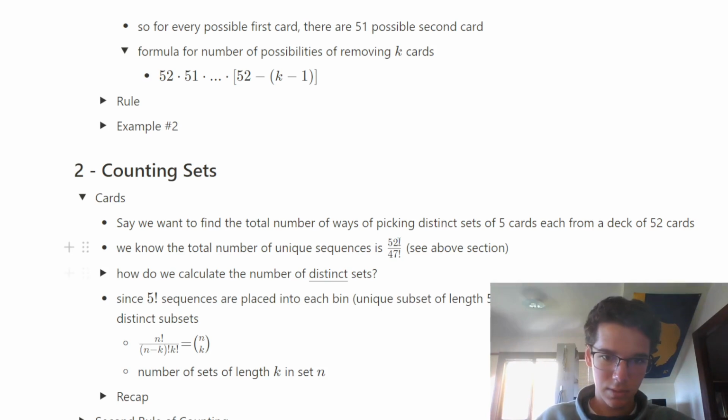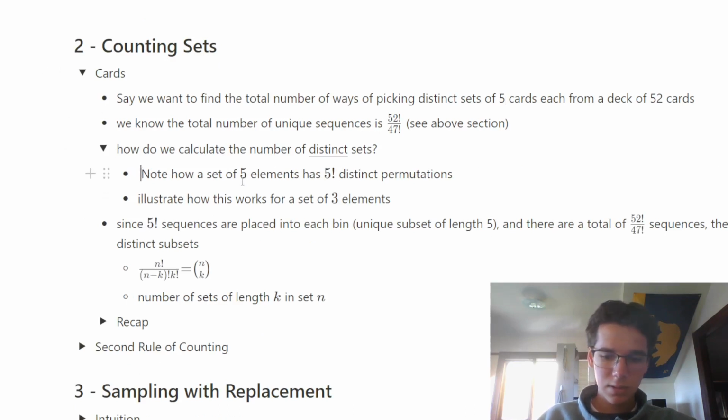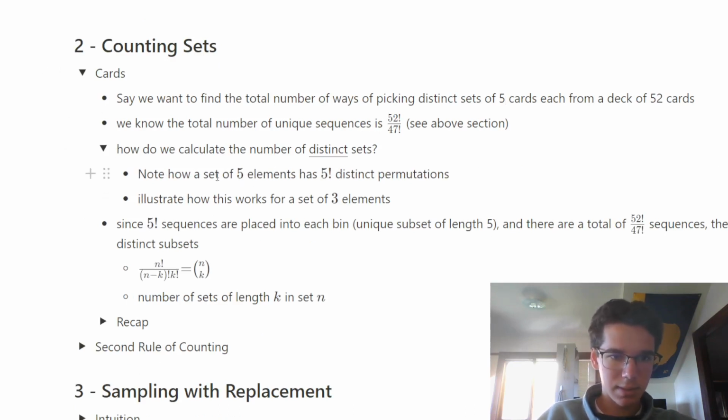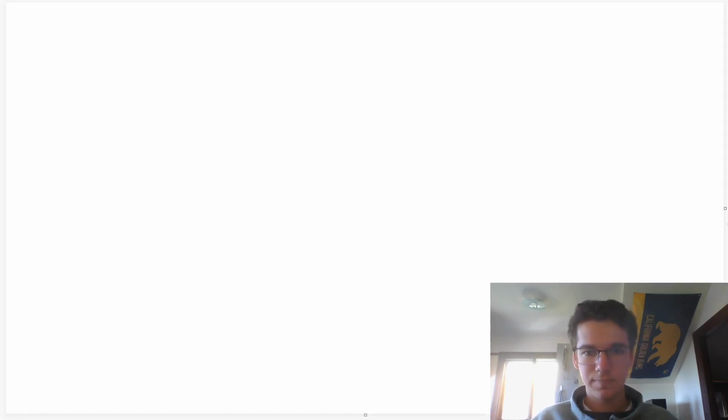Think of this in terms of 5 cards now. So how do we calculate the number of distinct sets? Note that a set of 5 elements has 5 factorial distinct permutations, and I'm going to illustrate this for a set of 3 elements. So let us switch over to Paint. Let's think about a set with 3 elements.